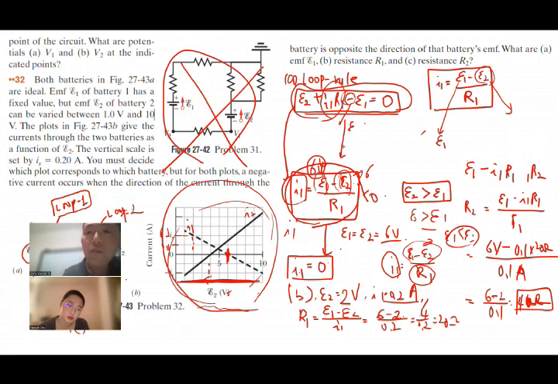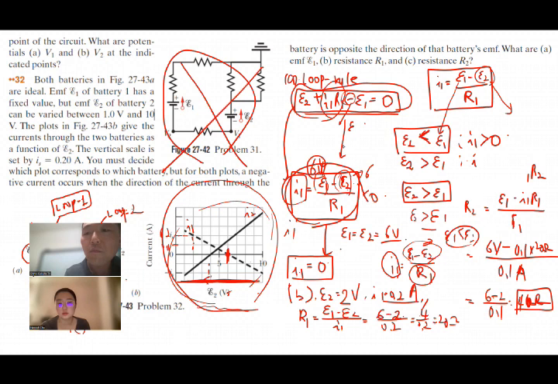So if E2 is smaller than E1, then I1 should be positive, right? But if the absolute value of E2 is bigger than E1, I1 must be smaller than 0, a negative value from this formula.